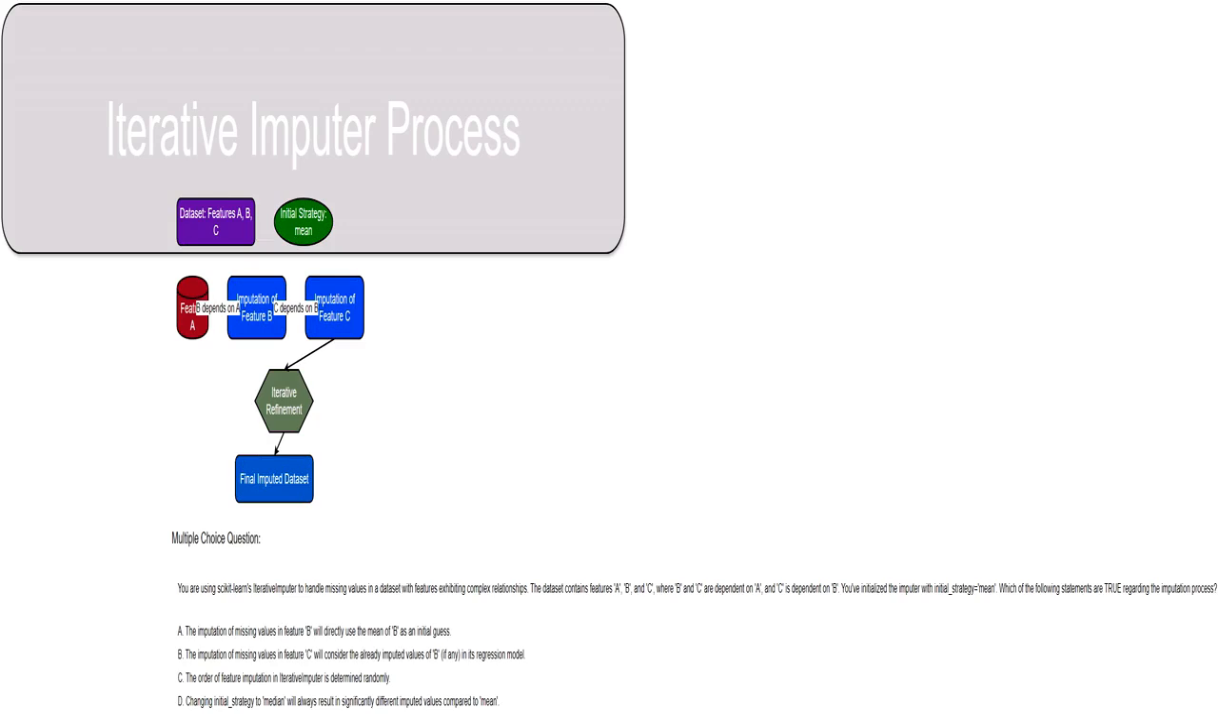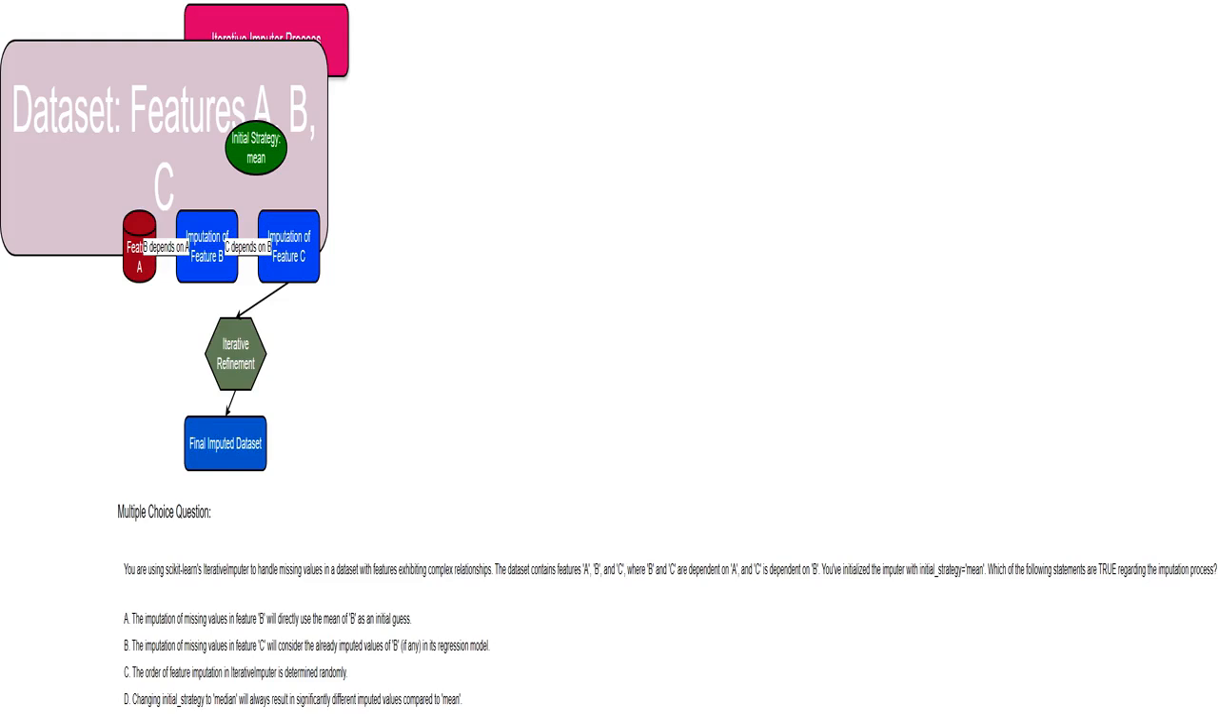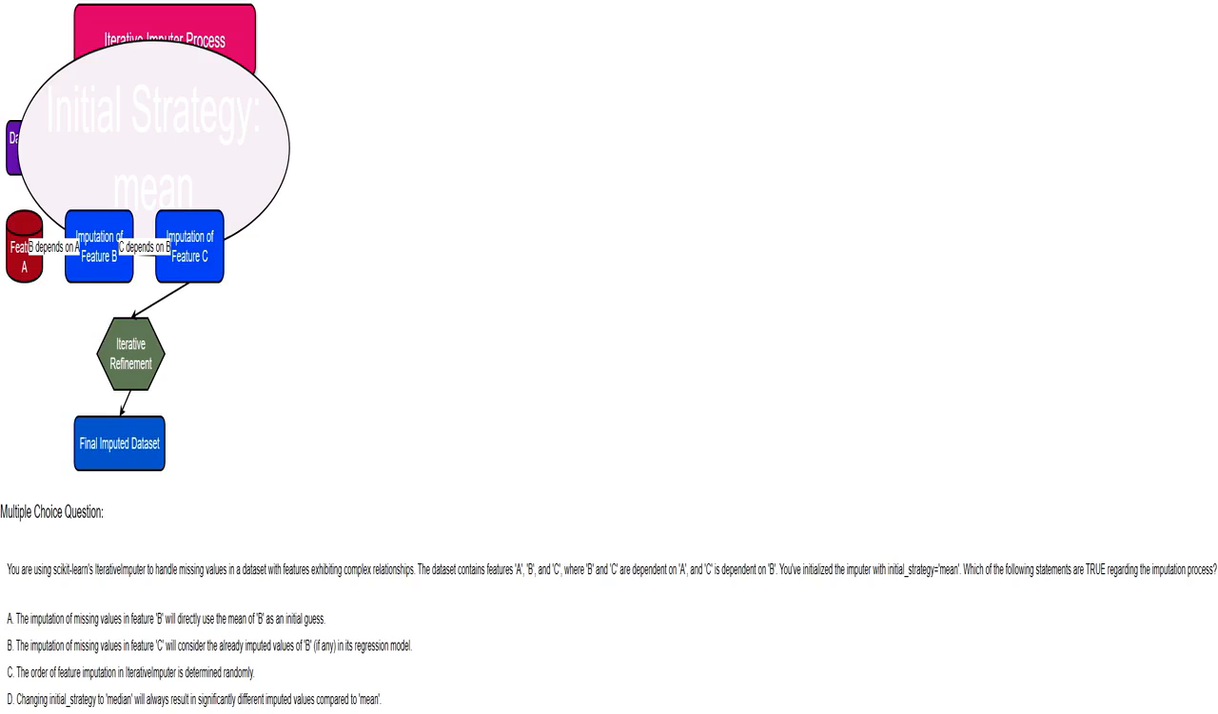I'll explain how scikit-learn's IterativeImputer works. It's a method to fill in missing data points in your dataset by using an iterative approach, which means it refines its guesses repeatedly. We have a dataset with 3 features, A, B, and C. Crucially, B depends on A, and C depends on B. This dependency is key to understanding how the iterative imputation will proceed. Before the iterative process begins, IterativeImputer needs an initial guess for the missing values. Here, that initial guess is the mean, average, of the existing data for each feature.